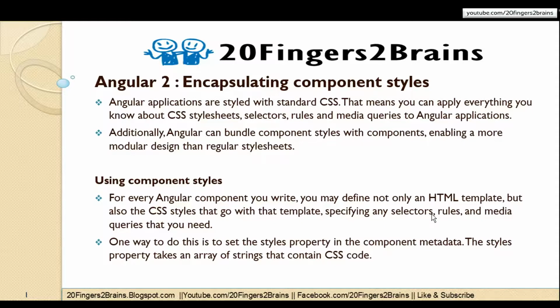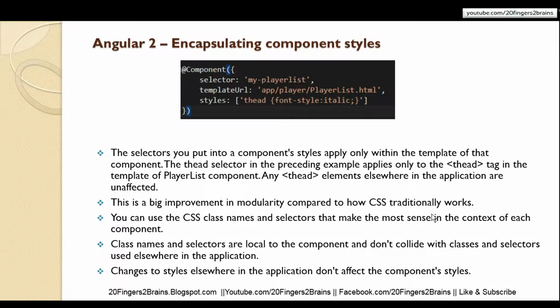Using component styles. For every Angular component you write, you may define not only an HTML template but also the CSS styles that go with that template, specifying any selectors, rules and media queries that you need. One way to do this is to set the styles property in the component metadata. The styles property takes an array of strings that contains CSS code. Now in the screenshot above, you can see inside the component decorator, we have specified the styles property and we have passed an array of CSS styles. Currently we have specified only a single style inside that, which is going to make the table header italic.